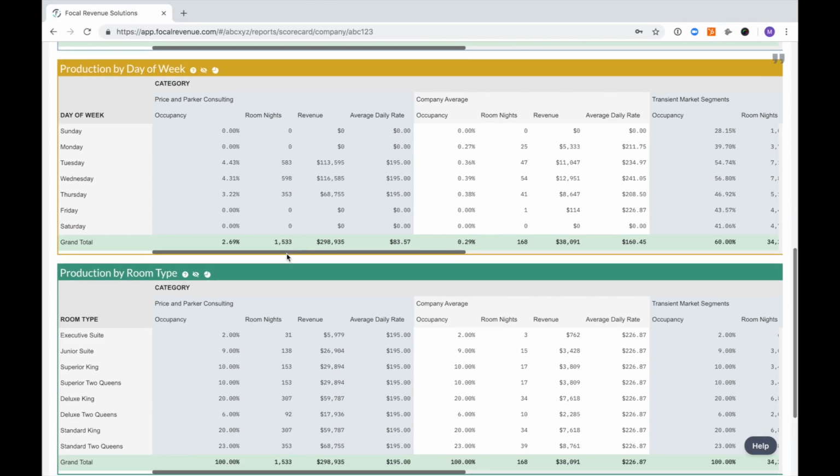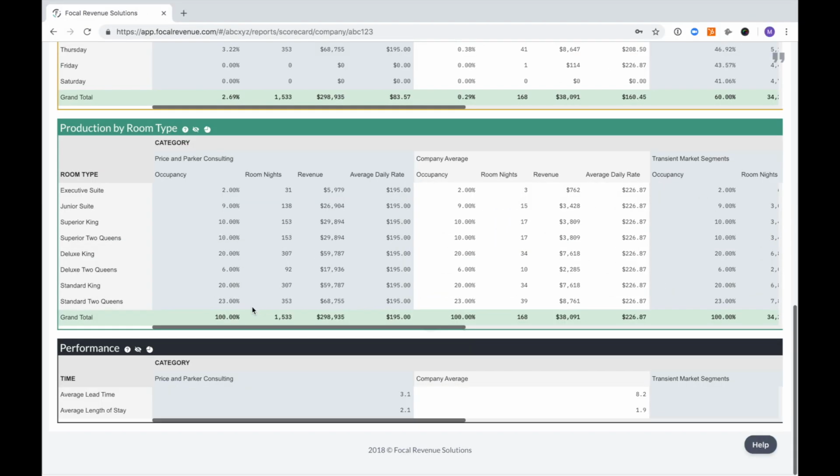Next, it can be helpful to consider the arrival, departure, and production patterns of each account. Oftentimes you'll see a Tuesday-Wednesday peak night pattern. However, there may be some accounts that arrive earlier or depart later in the week, which definitely have the potential to provide incremental revenue for your hotel.